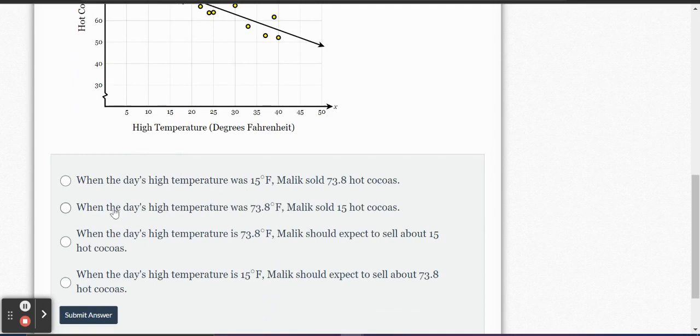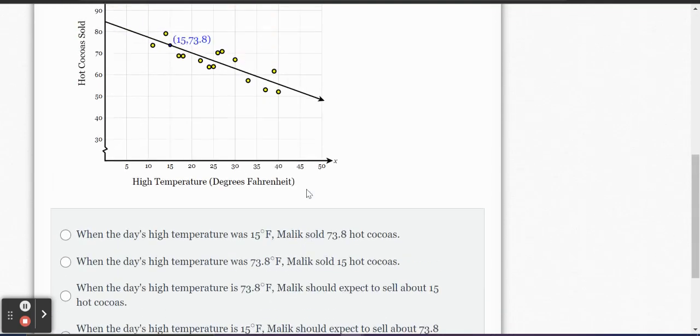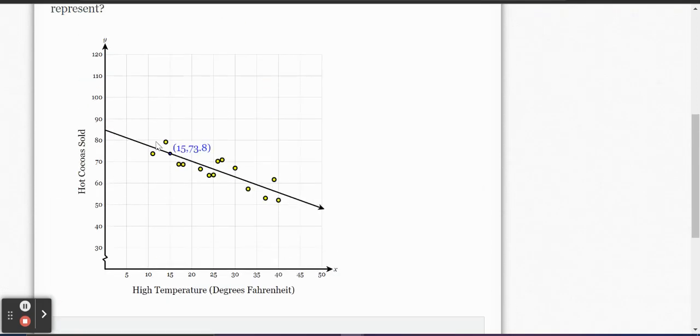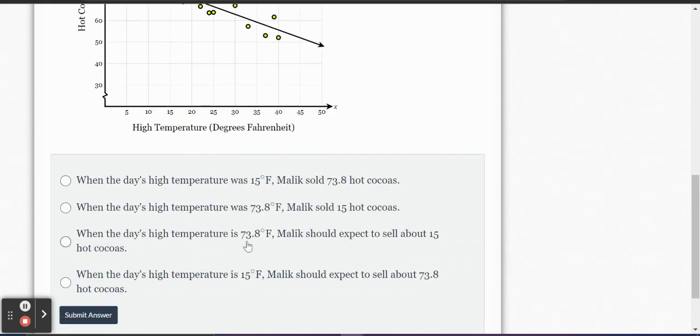Let's look at the terminology here. When the day's high temperature is 15 degrees, that sounds good. Malik sold 73.8. That might be an actual. Let's look at the rest. When the day's temperature is 73.8, Malik sold 15 hot cocoas. No, it doesn't even go to 15 here. So it's not this one. When the day's high temperature is 73.8, he should expect to sell around 15. Should expect, that is on the line of best fit. So we're looking for expect or predicted.